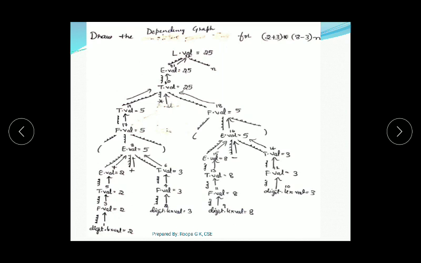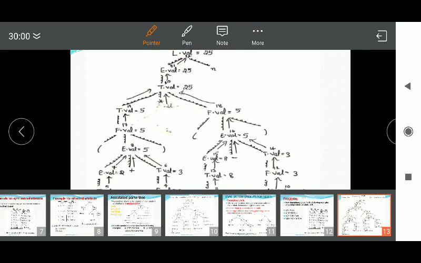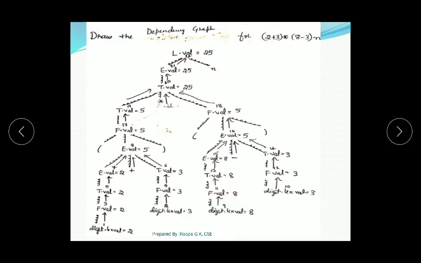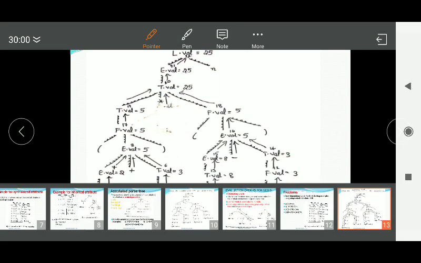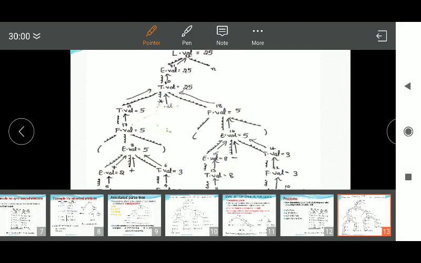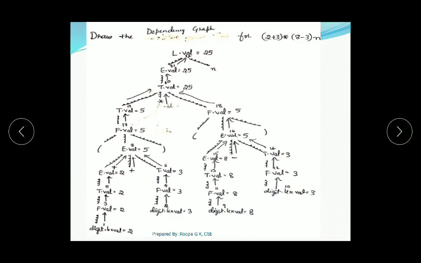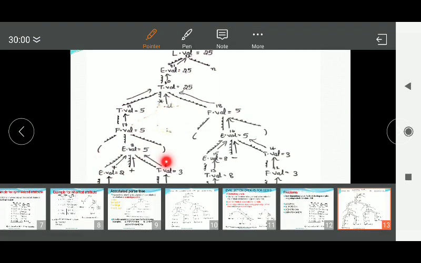One more thing I will tell you: in another way, you can give numbers 1, 2, 3, 4 like this, then 5, 6, 7, 8, 9, 10, 11, 12 like this. In any way you can give, but one thing you observe: see this node, e dot val is equal to 5. This node is having value 8. It should be greater than these two nodes.